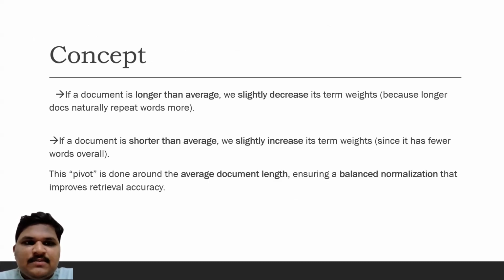So let's come to the concept. If a document is longer than average, we slightly decrease its term weights because longer documents naturally repeat words more. If a document is shorter than average, we slightly increase its term weight since it has fewer words overall. And the pivot is done around the average document length, ensuring a balanced normalization that improves retrieval accuracy.